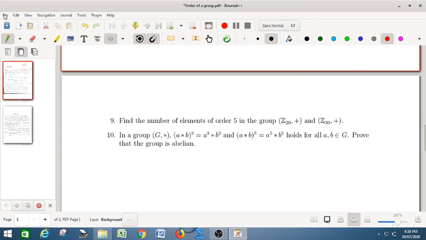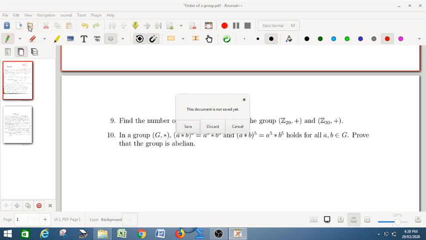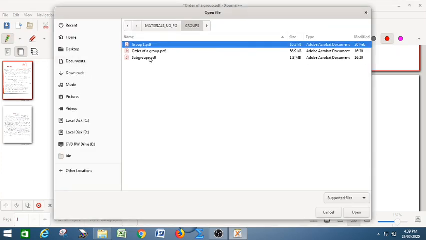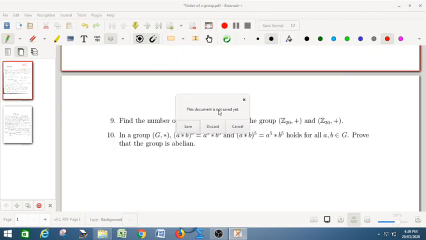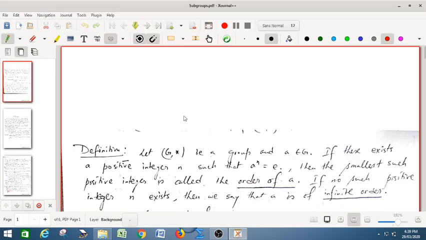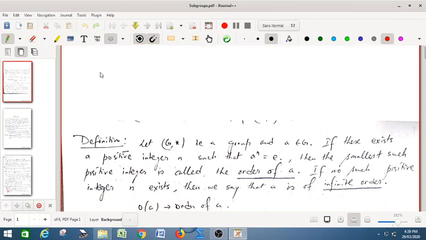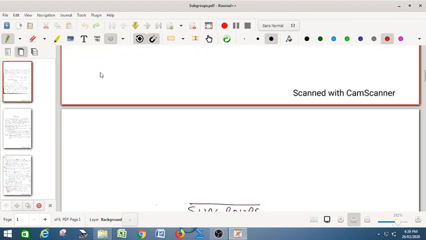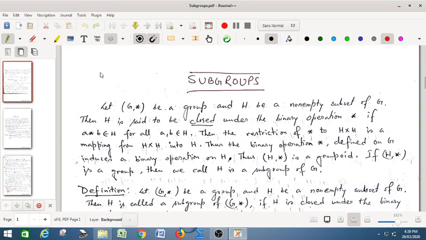Next we'll move to our subgroups. So let's discuss subgroups. Before we define a subgroup of a group, let us give some information.